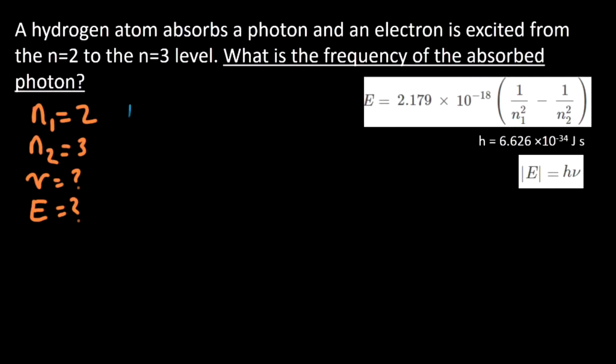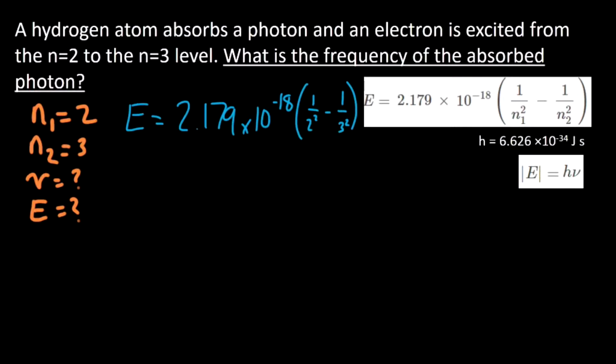Okay, energy is equal to 2.179 times 10 to the minus 18 times 1 over my initial n, which is 2 squared, minus 1 over 3 squared. Now, in this case, what we're going to do is go ahead and plug that into our calculator to solve for the energy of our photon. When we do that, we're going to get 3.0 times 10 to the minus 19 joules.